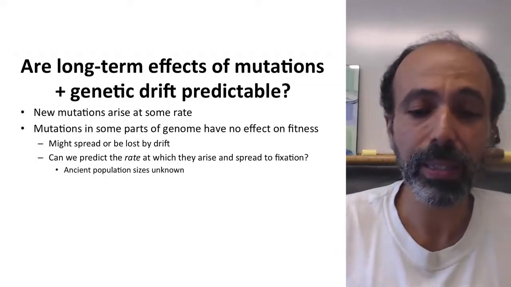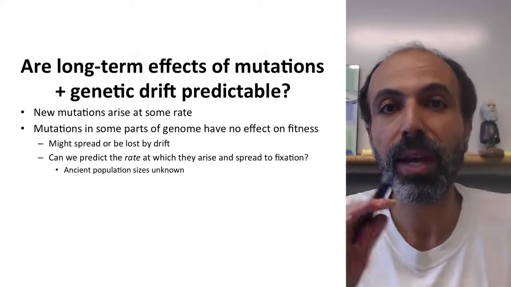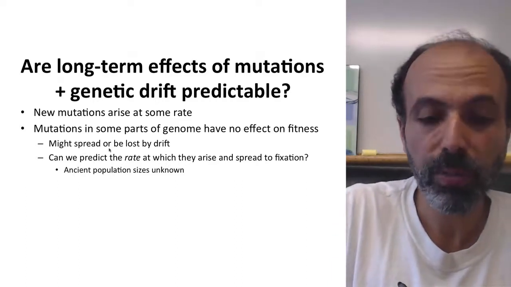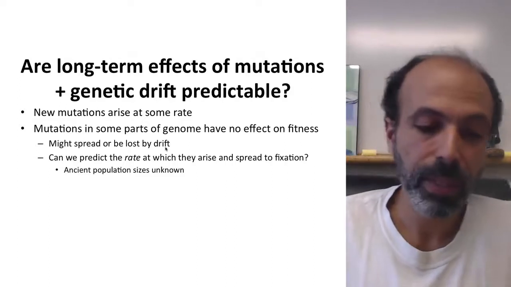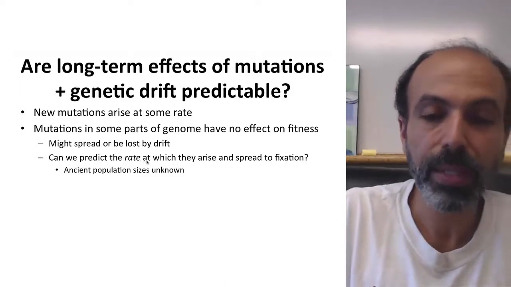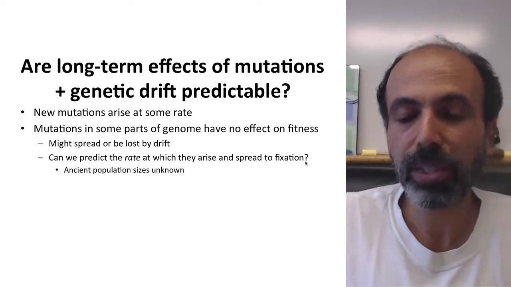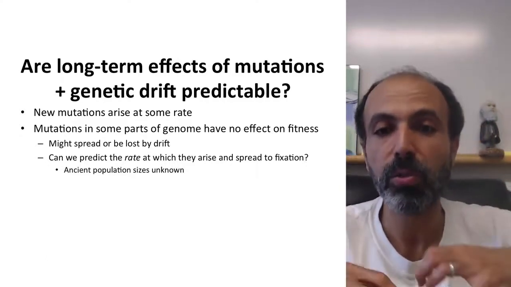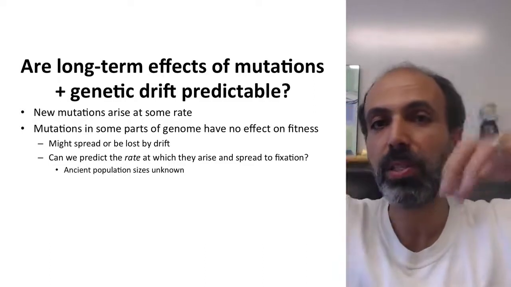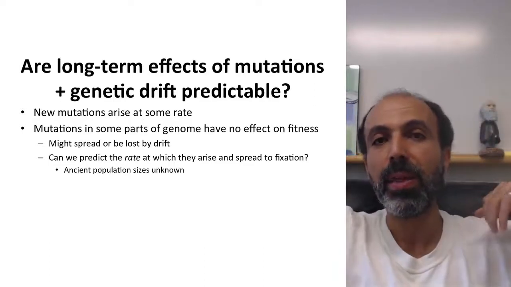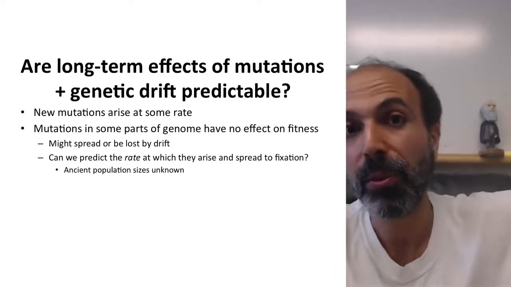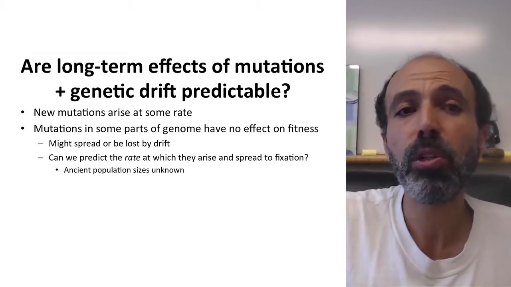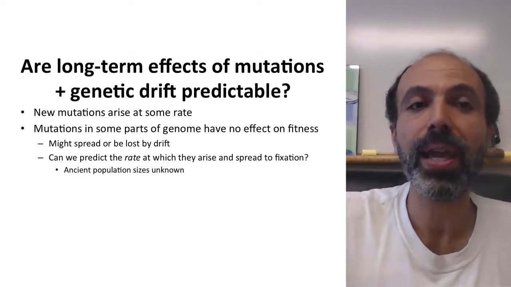In these cases, these mutations are referred to as neutral if they have no effect on fitness after they arise. They can spread by genetic drift, or they may be lost by genetic drift. Now, the question is, can we predict the rate at which they both arise and spread to fixation? This is what ultimately will lead to differences between species. A new mutation arises, it spreads in one lineage, gets to 100%. That makes that lineage different from other lineages because it has this unique variant there. Well, can we determine this rate at which they arise and spread?